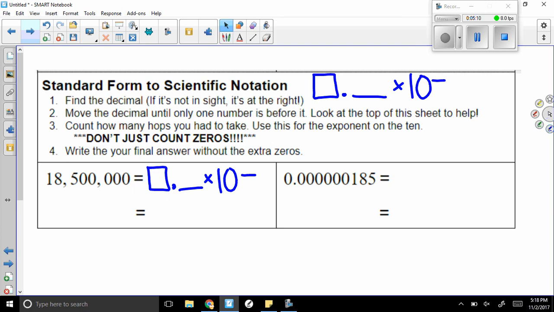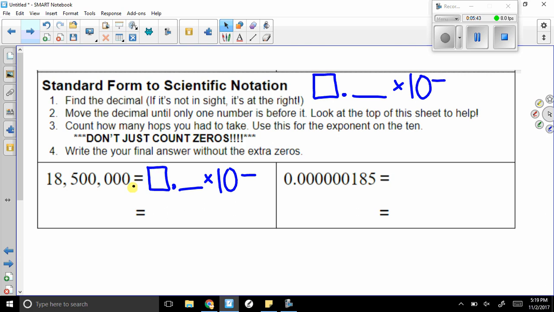So first step, we need to find the decimal. And if you do not see the decimal, it's going to be all the way at the right-hand side of that number. So if you look at this first example, my 18,500,000, I don't see a decimal there. So that means that I know that it needs to be right here at the end. Once you have located where your decimal is, we have to move the decimal until only one number is before it. So remember, only one number is going to fit in that box. So I've got to figure out what number gets to go in the box.